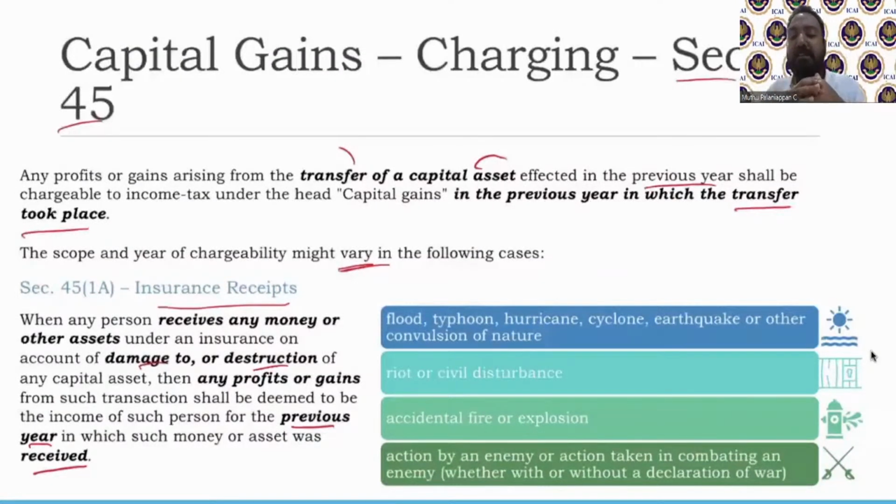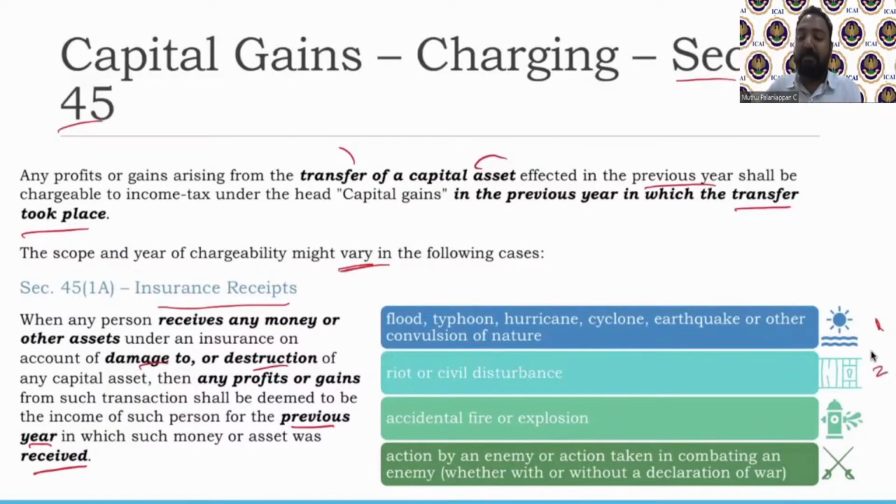In section 36, insurance premium paid on stock is allowed provided the insurance on stock is for damage or destruction. Everywhere we said damage or destruction, but we never understood what exactly is meant by damage or destruction. We'll see that now. The first one is a natural disaster, such as a flood, cyclone, earthquake, or something like that, which affects your asset. That is the first scenario of damage or destruction.